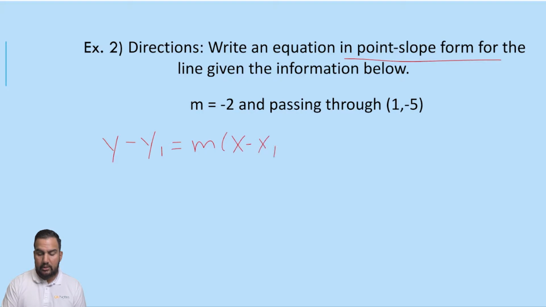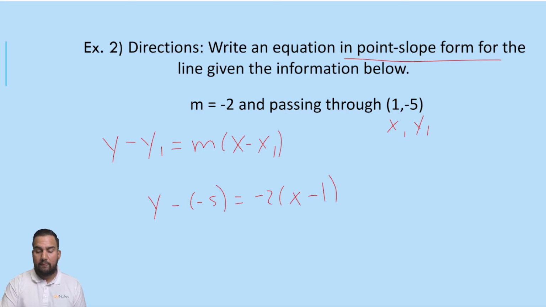So all I need is my slope, which they gave me, and a point. They did, x1, y1. So what do I do when I plug it in? I'm going to get this. Y minus, be careful, negative 5, so I'm going to use parentheses, is equal to my slope, which is negative 2, x minus 1, because that's x1.